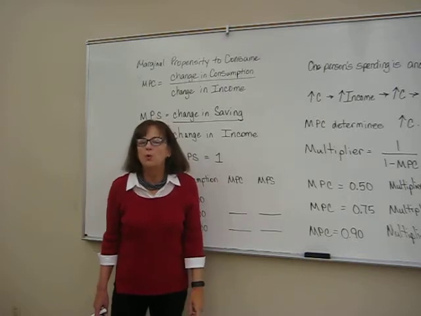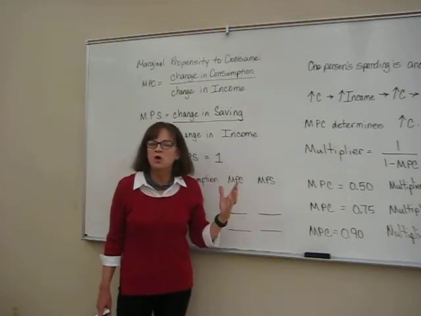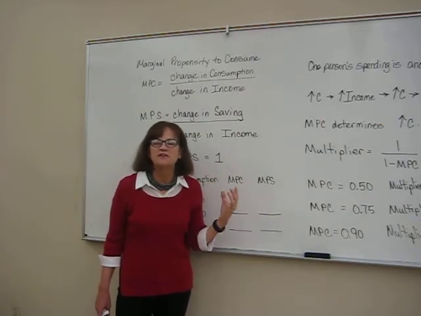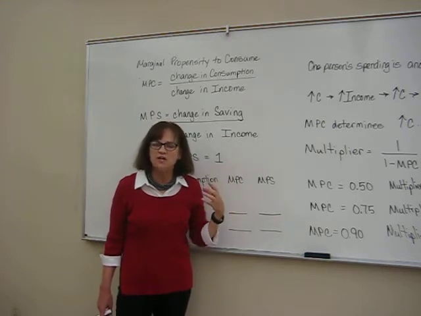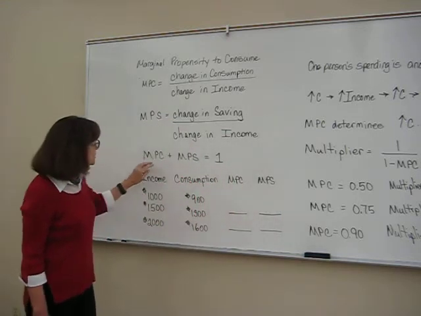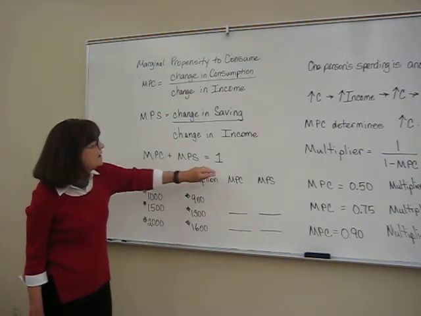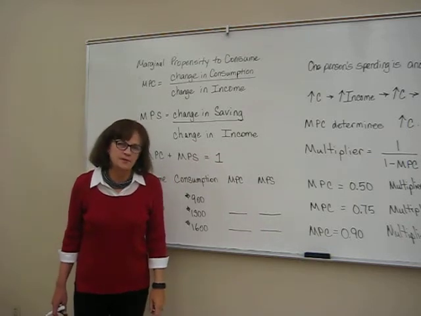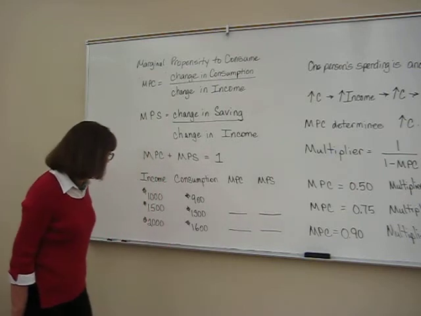So what you know is all that consumers can do is spend or save, and together the changes in their spending and their saving must add up to 100% of the change in their income. So the marginal propensity to consume plus the marginal propensity to save must add up to 1. Let's do a couple of examples of calculating the MPC and the MPS.